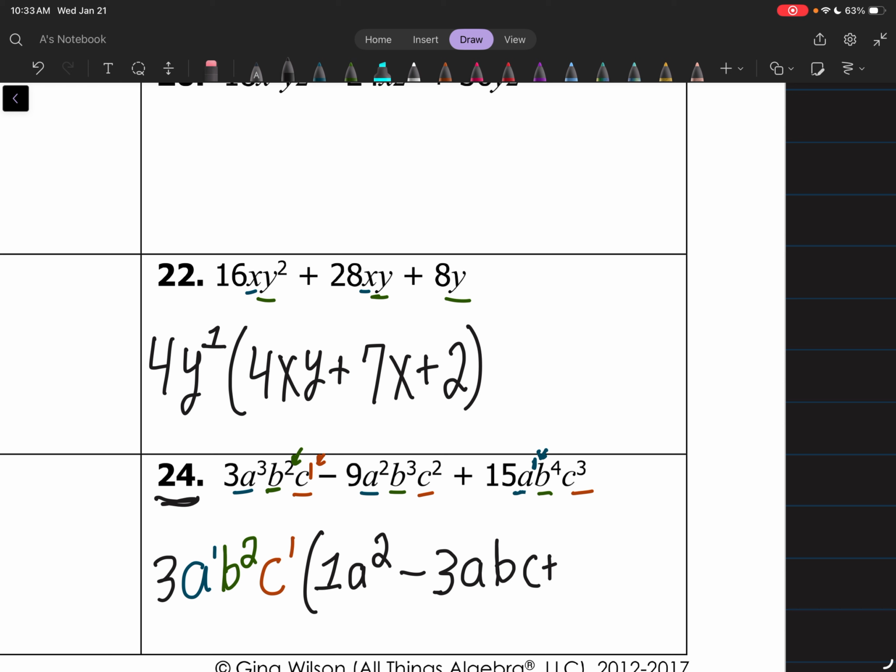Plus 15 divided by 3 is 5. I had 1 A, I pulled it out, there are no A's left. I had 4 B's, I pulled out 2, so I have B squared left. I had 3 C's, I pulled out 1, I have C squared left.